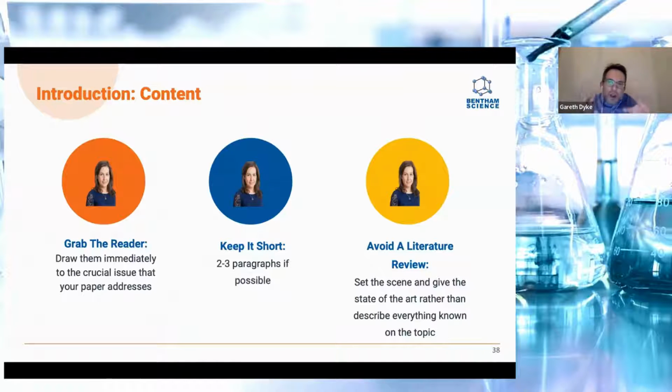rather than describing everything that's known about the topic. A well-structured and well-written academic article introduction contains a little bit about the question that the paper seeks to address. It then gives the reader what we call the state of the art, an up-to-date summary of all of the literature that's currently known in that area by using review papers.